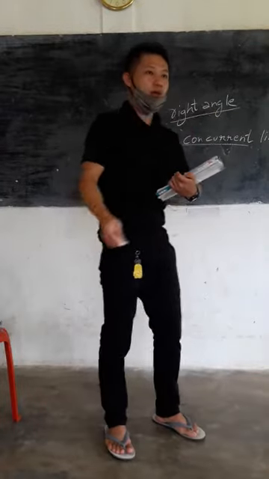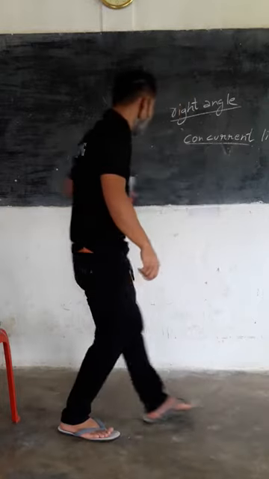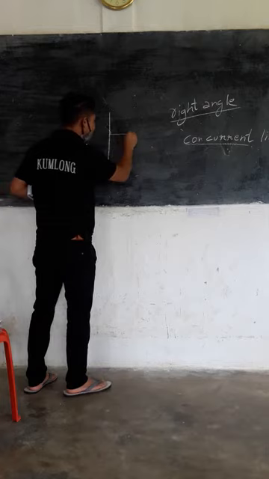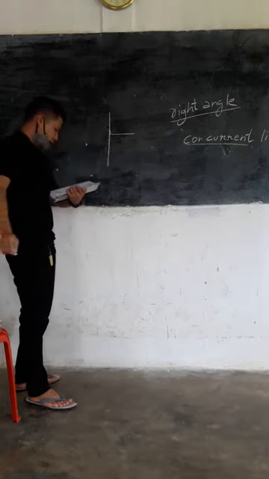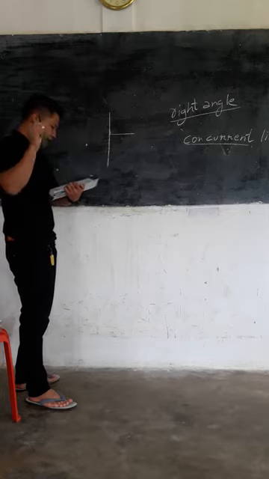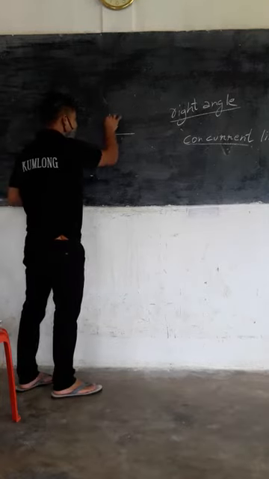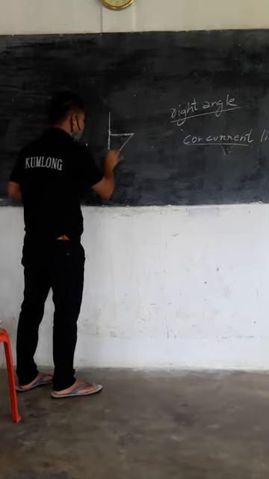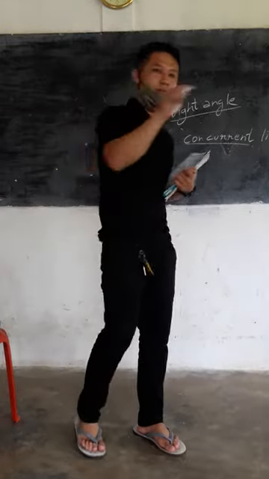Now, listen very carefully. Two lines are said to be perpendicular if they intersect at right angle. This is a right angle. Right angle.